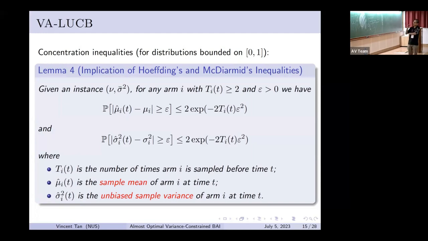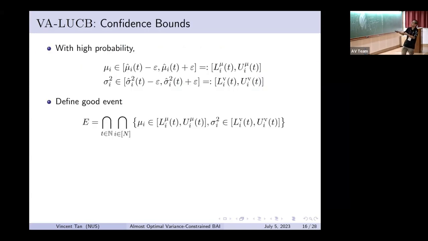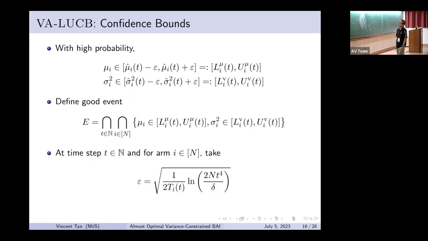We are conditioned on the event that all the empirical variances and means are good. So with high probability, the true means and variances lie within these upper and lower confidence bounds, these confidence intervals. We are going to define this good event: the true means and variances at any point in time lie in these confidence intervals. That's a good event. We're going to choose this epsilon carefully.